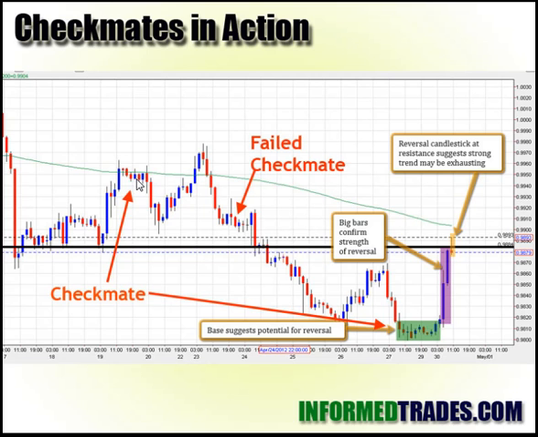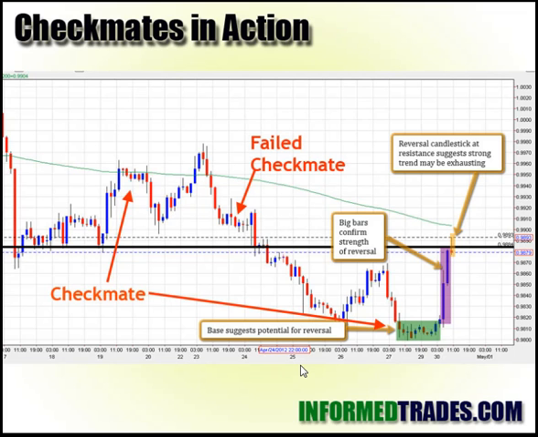Here's another checkmate. It works out well. You see the big candles come up to resistance, or the 200 exponential moving average, that often serves as resistance. Then you start to see the candles in a tight range consolidating, which precedes a big move down. So that's the concept of checkmates.